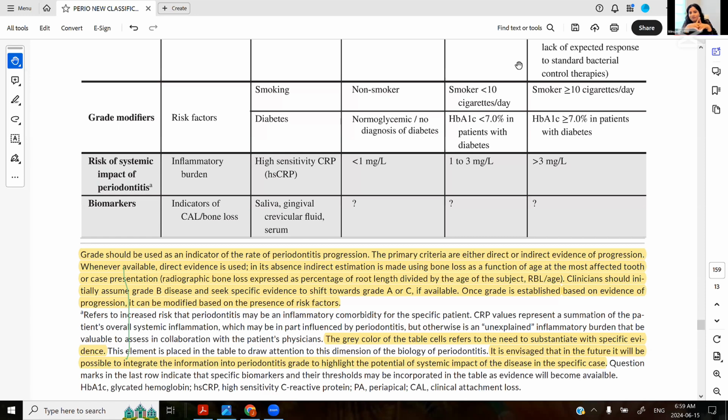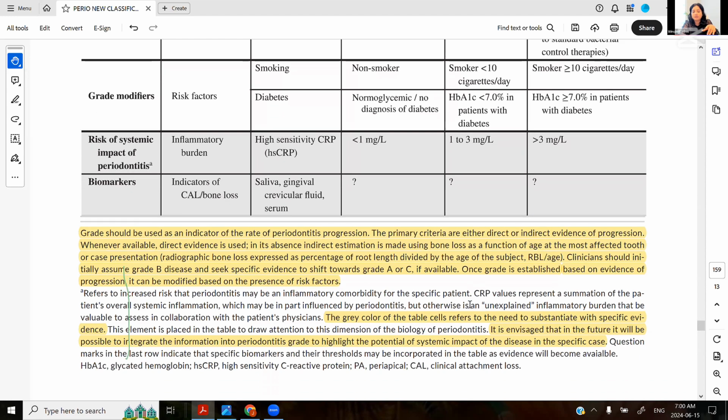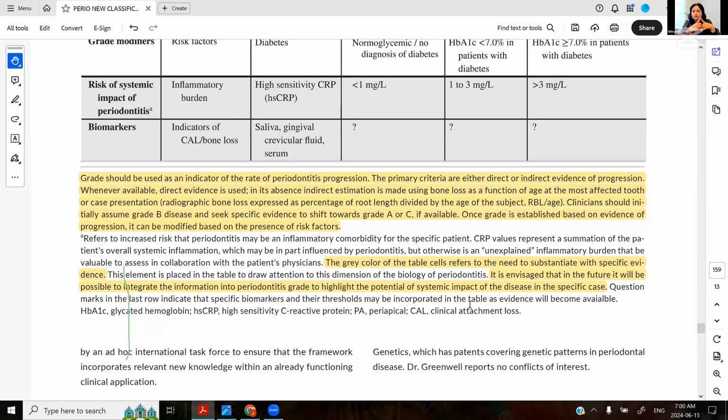Grade B, Vijaya, right? It should be the grade B. And then continue to look at the evidence for A and C. Once the grade is established based on evidence of progression, it can be modified based on the presence of risk factors. So if the question does not mention the percentage bone loss in number, doesn't even give you the radiograph and asks you the grade, please put them on grade B.